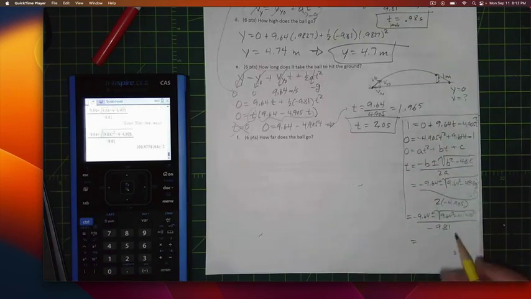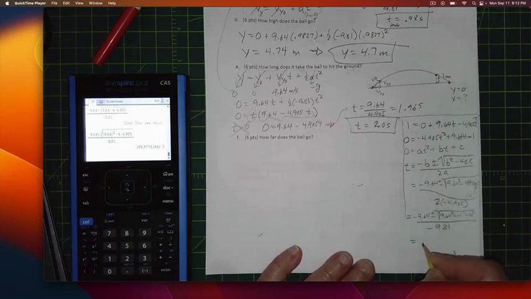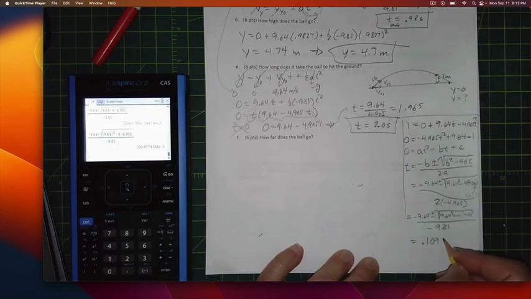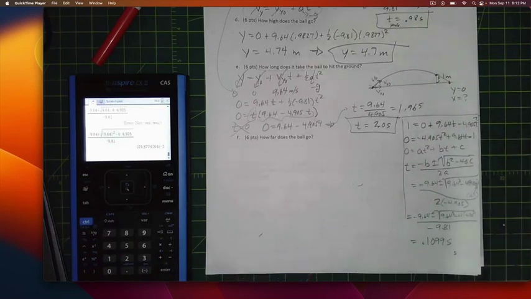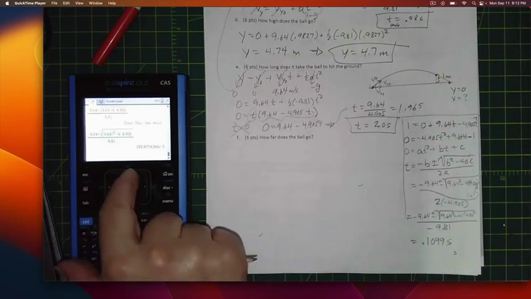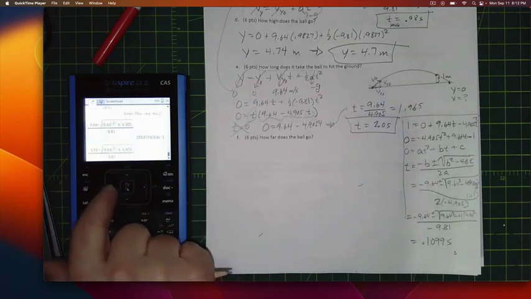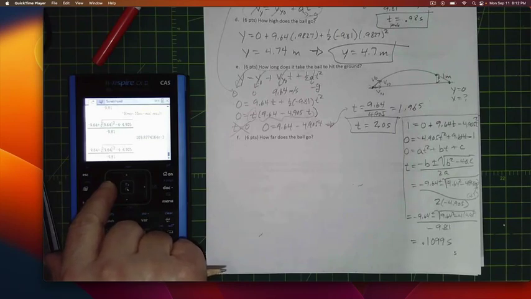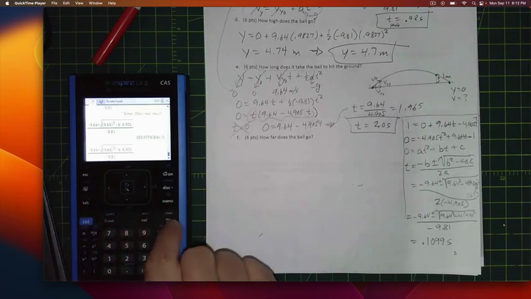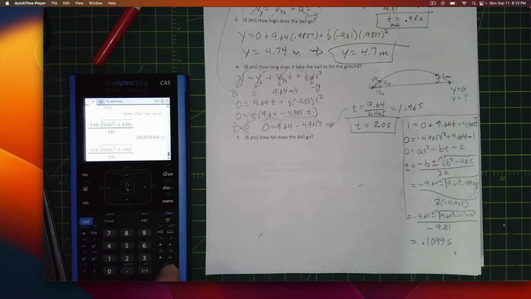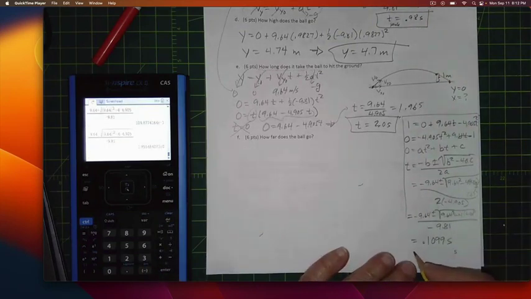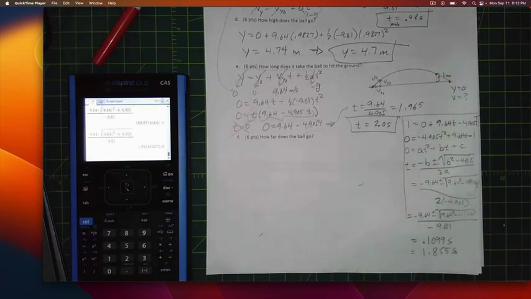There we go. All right, so for the plus, I get 0.1099 seconds. For the minus, let's go up there, grab that again. It's good to have a powerful calculator here. Go over here and change that to a minus, and I get 1.855 seconds. All right, so two answers.